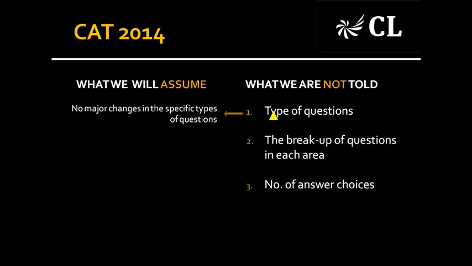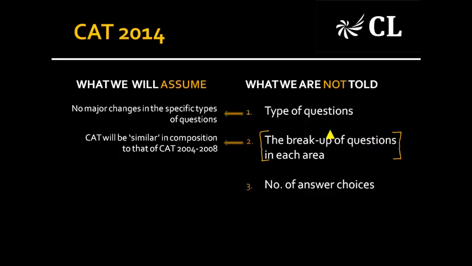So we'll not worry too much about the type of questions, but we definitely will have to worry about the breakup of questions in each area. And here is where we'll have to make a certain critical assumption. And the assumption is this, that the CAT will be similar in composition to that of CAT 2004 and 2008. Now let me give you the logic as to why I arrive at this particular assumption.